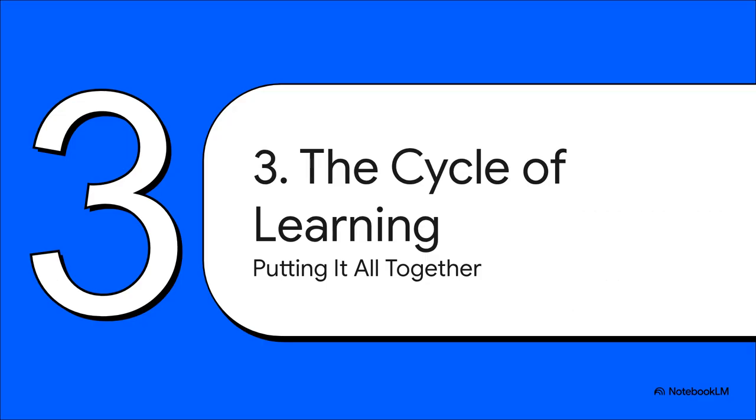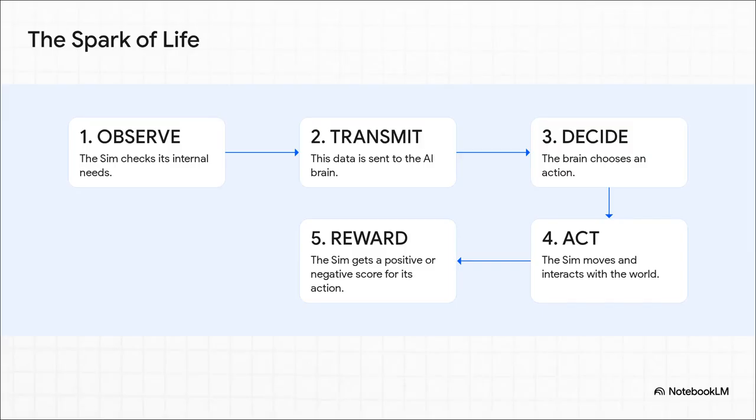So, we've got all the individual parts, biology, senses, a brain, and motivation. But how do they all work together? This is where the magic really happens, where we see this dynamic cycle of learning come to life. The sim agent's entire existence is just this constant 5-step loop. First, it observes its internal state. Something like, hey, my hunger level is getting pretty high. That data gets transmitted to its brain, which then decides on an action like, okay, time to find some food. Then the sim acts, and finally, based on how that goes, it gets a reward or a penalty, which reinforces whether that was a good idea or not. This loop just runs over and over and over again, creating this perpetual learning cycle.